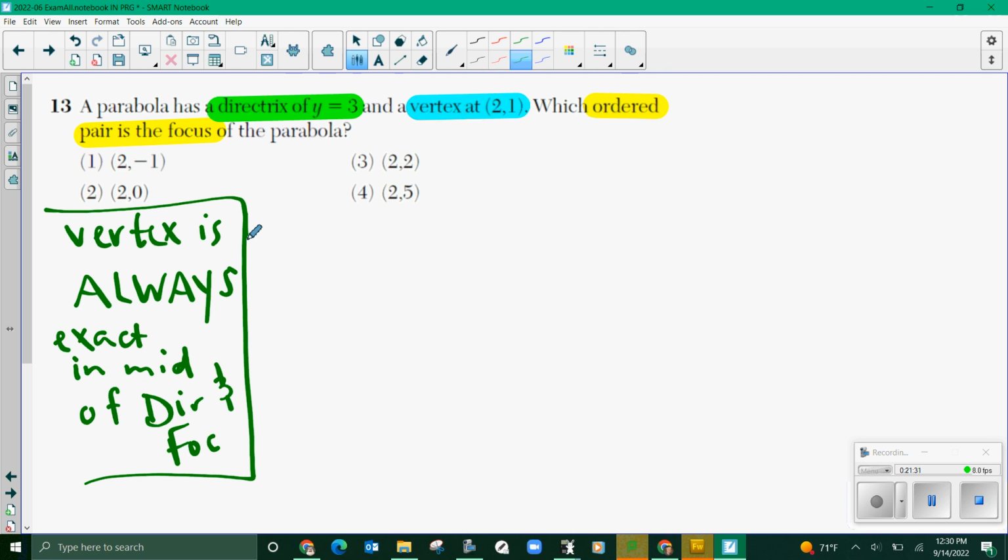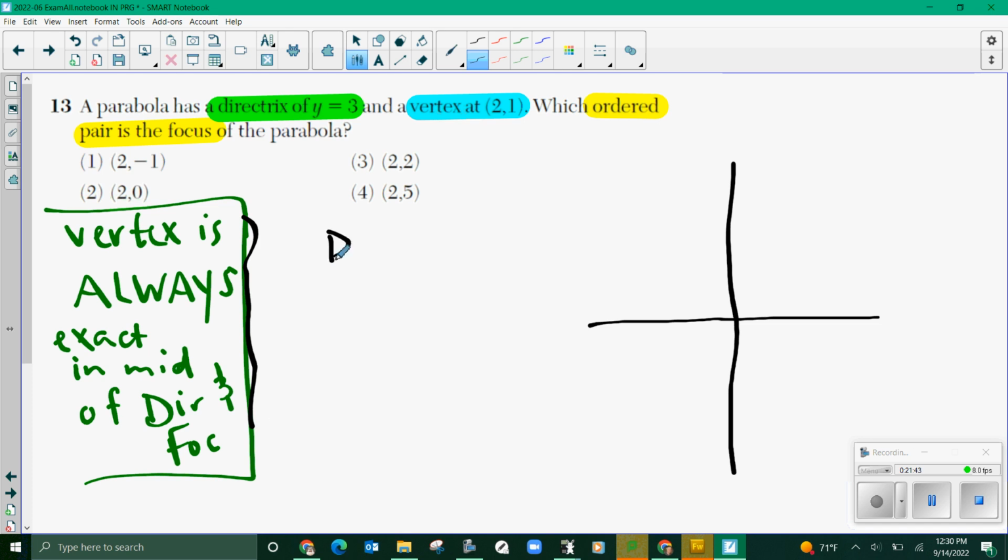What do I mean? All right, let's do a little fake graph here. And by fake, I mean you're going to do a real little grid here. Now, what this is telling me is if my directrix is up here and my focus is down here, the vertex is always in the middle. What if the focus is up here and the directrix is down here? The vertex is always the same distance. It's always in the middle. Okay?